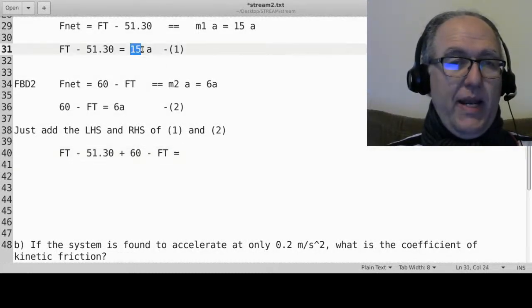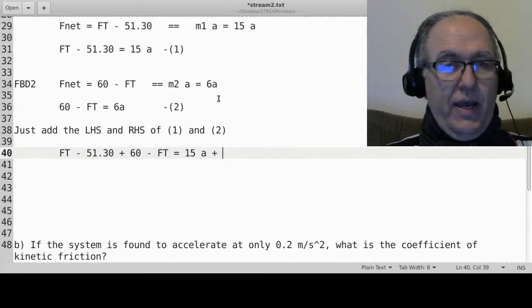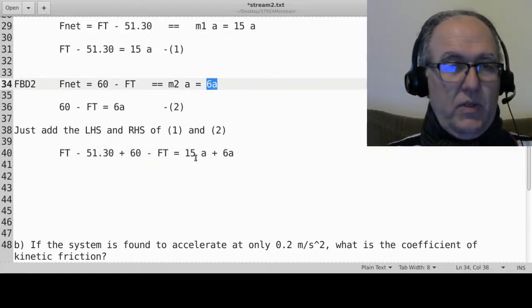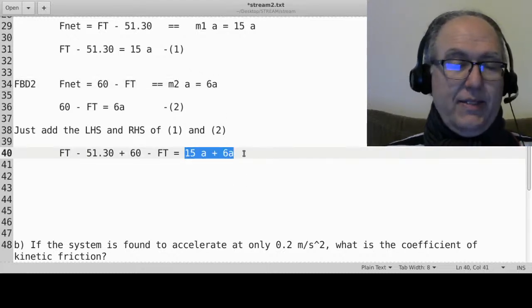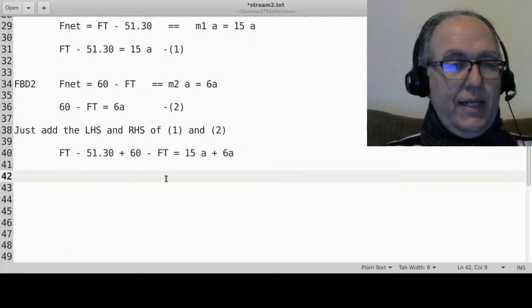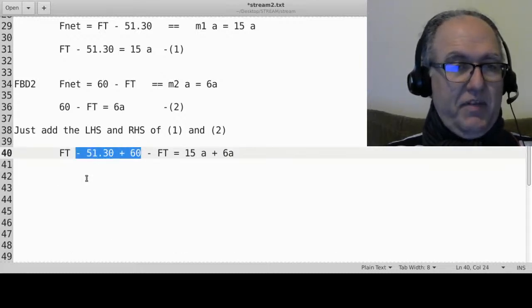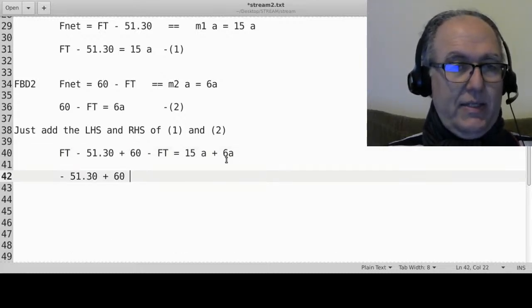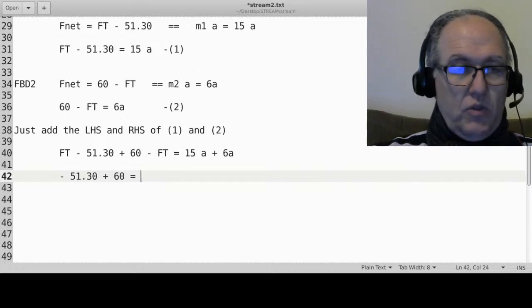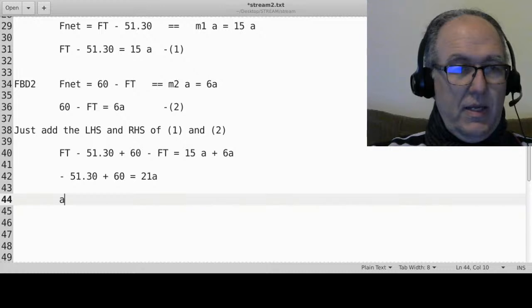Then we have to add the right-hand side. Here we have 15, and here we have 6. So there we've added the right-hand side of 1 and 2. Cleaning that up a bit, the Ft's cancel, and the 15a plus 6a is going to equal 21a.